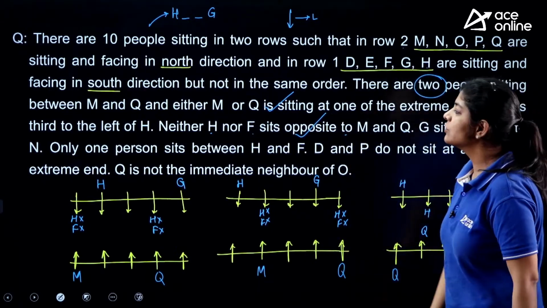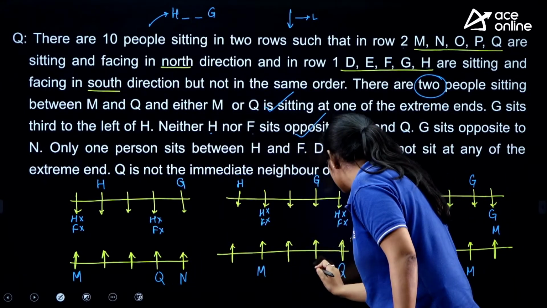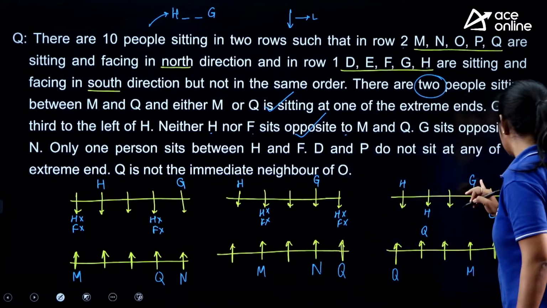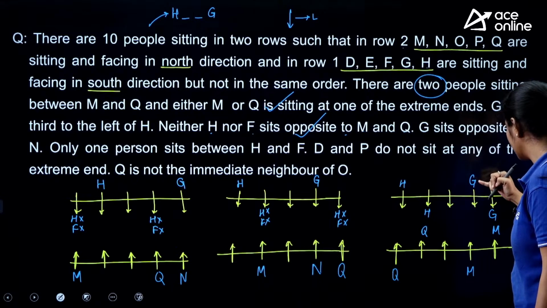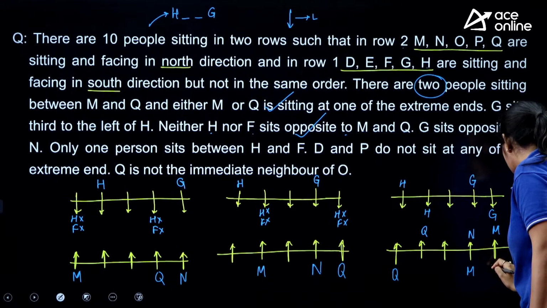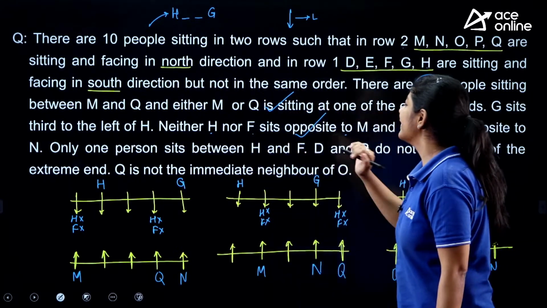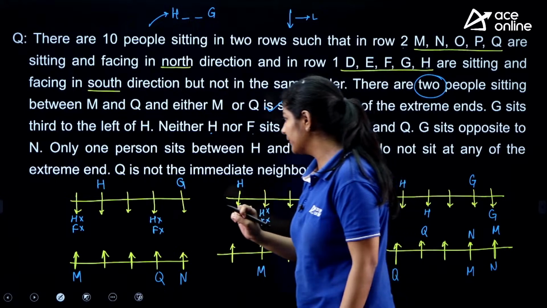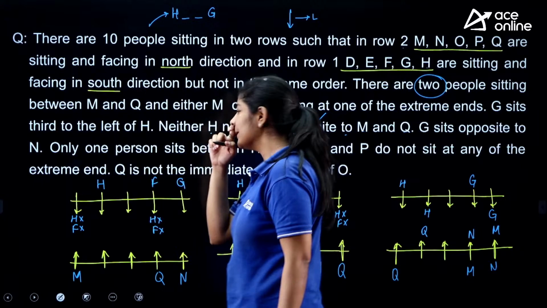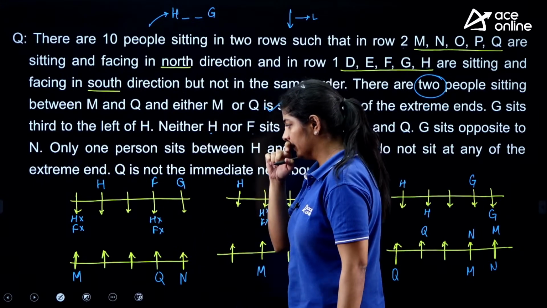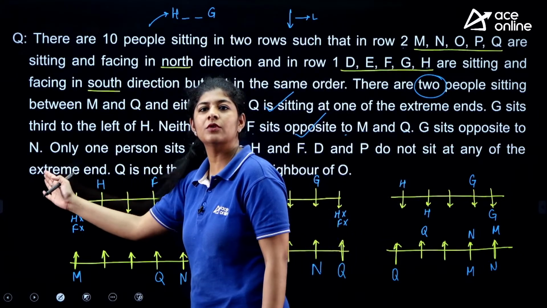G sits opposite to N. In this one, G sits opposite to N. So here this line is for this one, so here N and here we are having N, right? Only one person sits between H and F. We can't go this side, so this is the only possibility we are having. In this case, we are only having this possibility because we can't go this side.